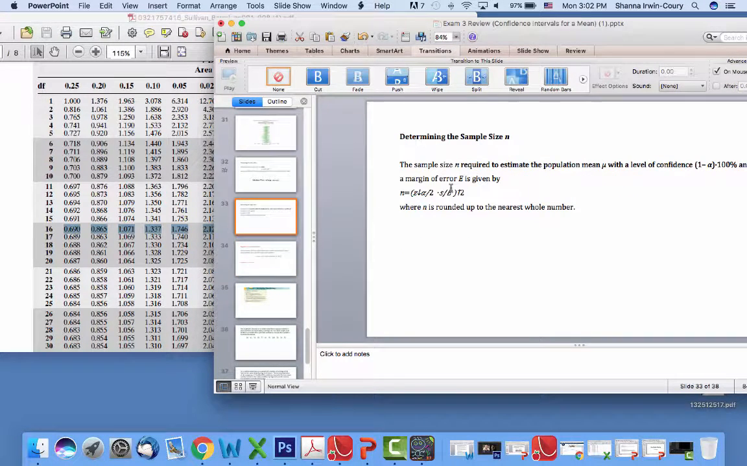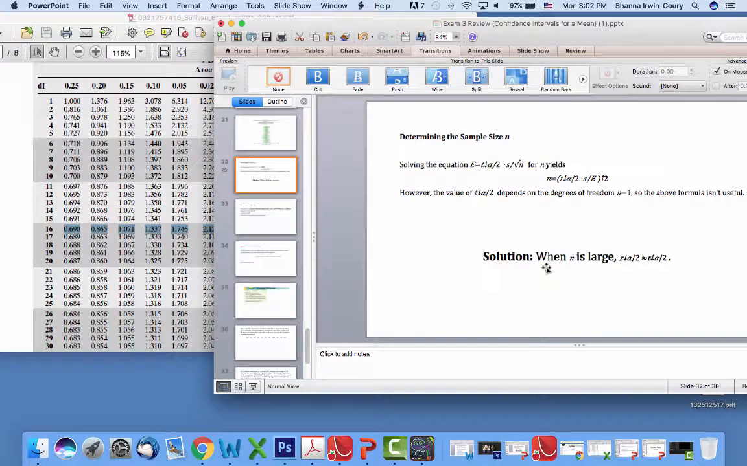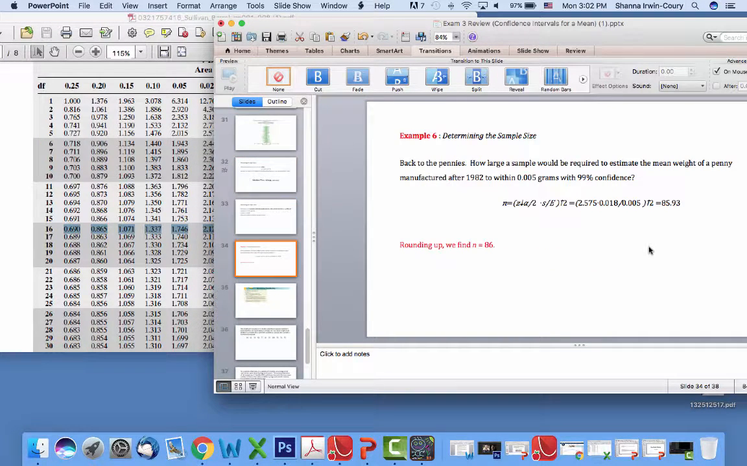Okay, so sample size. Now this person wants to be within 0.005. They want their confidence interval error to be no more than 0.005. So the error is how far you go in each direction, and we don't want to go more than 0.005 in either direction. So this error, the t times the s divided by root 17, we want that to be no more than 0.005.